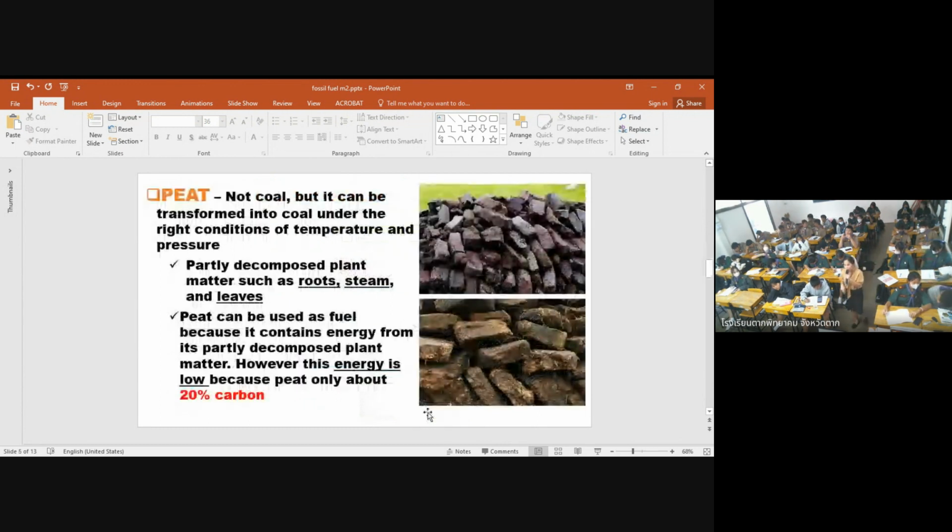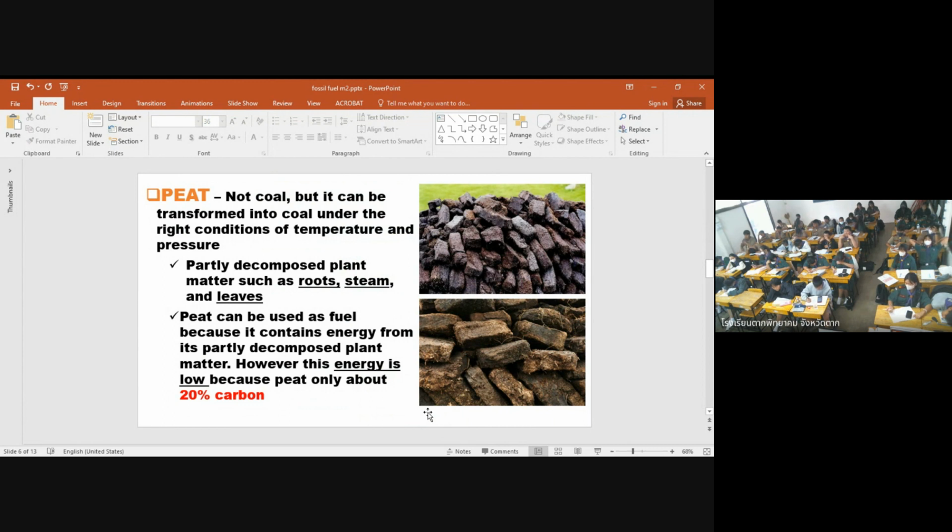Again, we have your peat. This one is not a coal, but it can be transformed into coal. Peat is not a coal, but it can be transformed into coal under the right conditions of temperature and pressure.